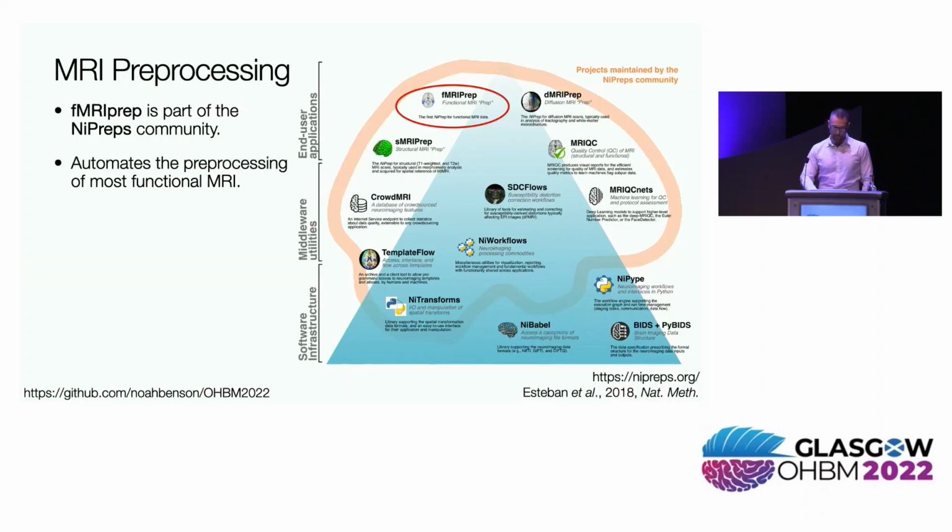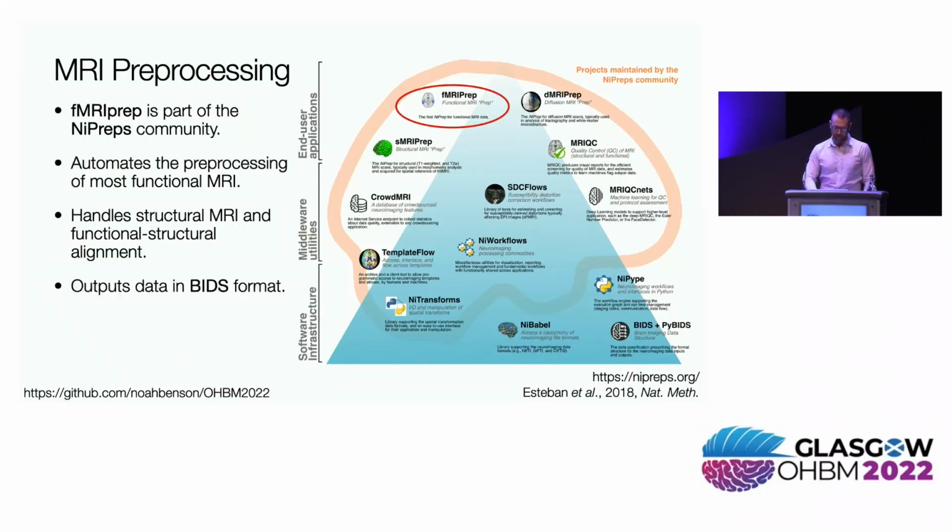fMRIprep automates most of the structural and functional pre-processing of raw MR images. It handles details such as slice time correction, structure function alignment, motion correction, resampling of functional data into structural spaces, and additionally it outputs the data in BIDS format, which we're going to talk about in just a second.